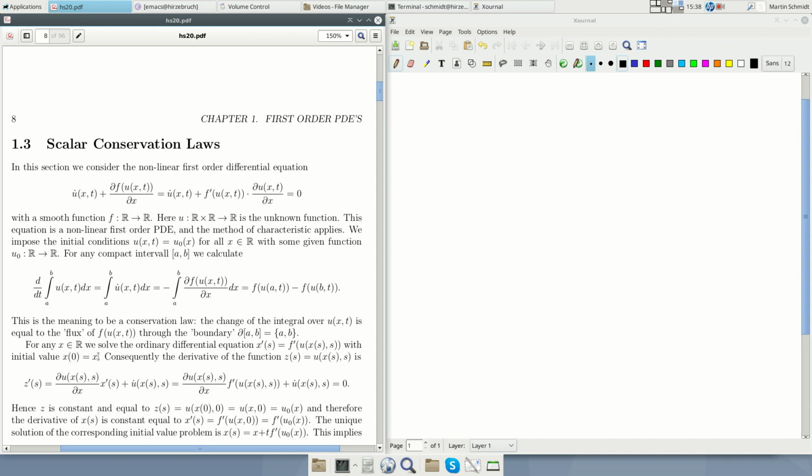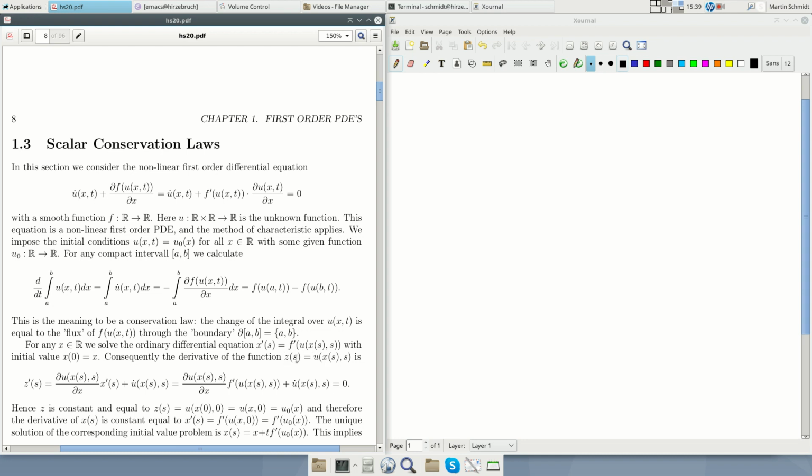Of course, if the regularity assumptions are good enough, then we always have a solution of this ODE. And now we calculate the derivative of this function. This is again very similar to what we have done in the transport equation.